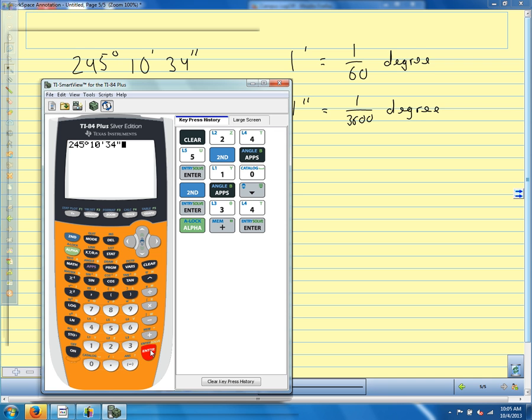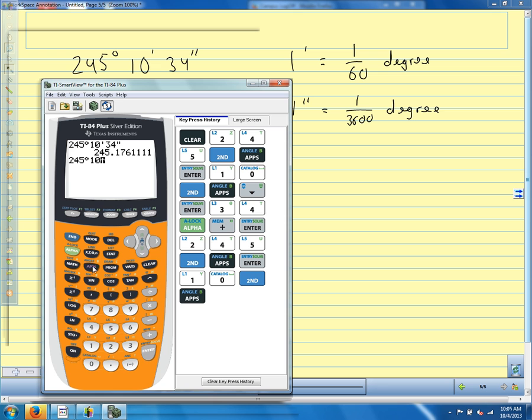Sure. So I did 245, and I'm going to go to the angle menu, which is the one above the apps. So hit second, and the first one is angle, so I just hit enter. There's my 245 degrees. Then I hit 10. Go back to the angle menu. Yeah, it's the shifted one, the second. Minutes. Second is the alpha on the plus key. And I hit enter. And there's my decimal degrees.